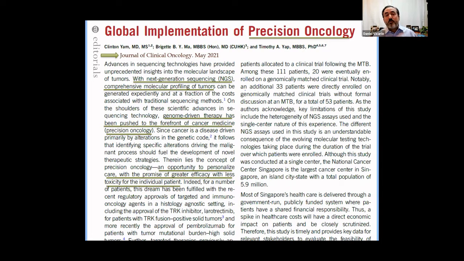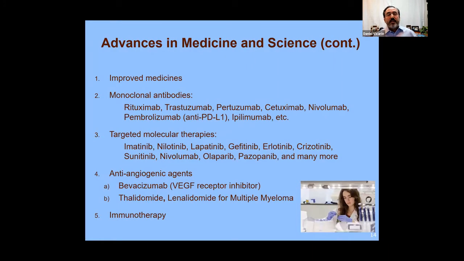From JCO May 2021, this is another really good article on precision oncology. They talk about next generation sequencing and how it has basically been pushed to the forefront of cancer medicine. So you're going to see a lot of your cancer patients on these new therapies now, thanks to this precision oncology. In oncology, we have new improved medicines, improved chemotherapies. We're far from getting to where we want to be, but it really has improved.